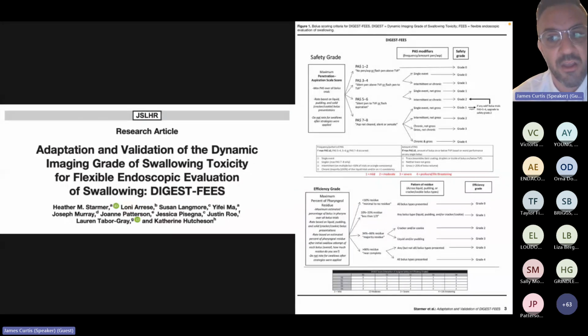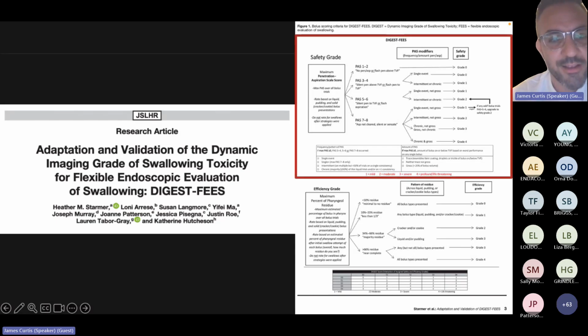This is a breakdown of how you might use DIGEST. Essentially, you get 3 grades from it. You have a safety grade, so these terms should be familiar from the beginning of this lecture. Across a standardized protocol, you identify the maximum PAS score, and then look at the frequency and/or amount of that to get a safety grade. These grades range from 0, no impairment, to 4, which would be a profound impairment.